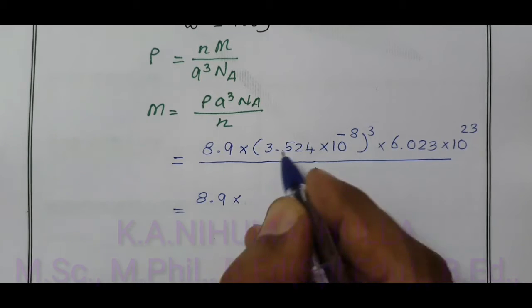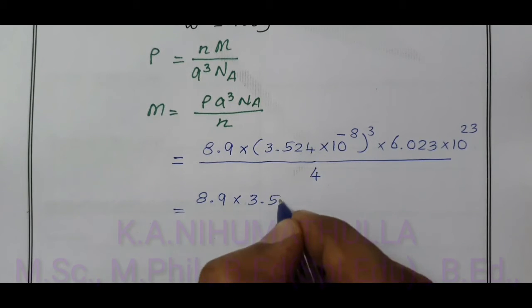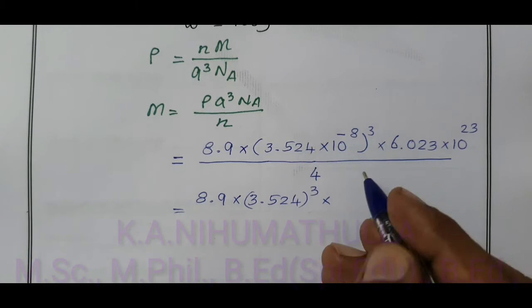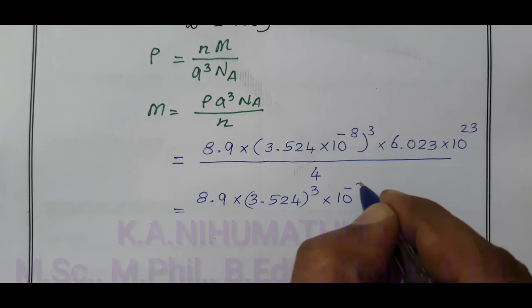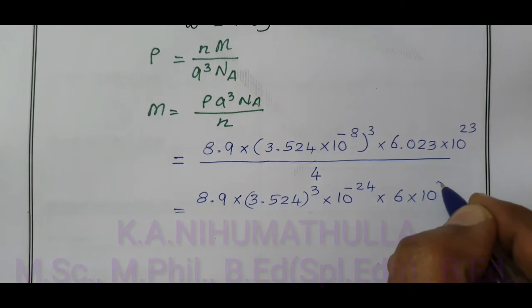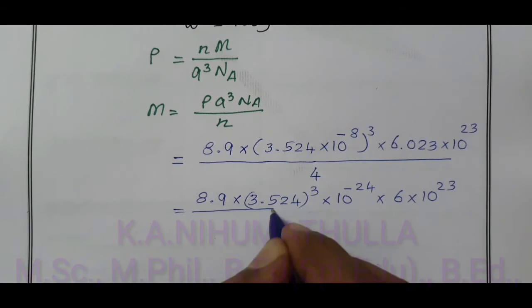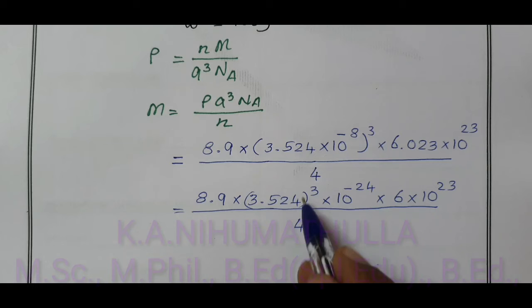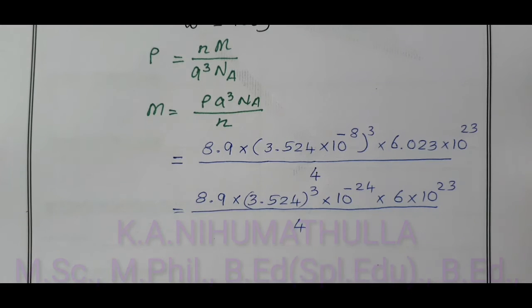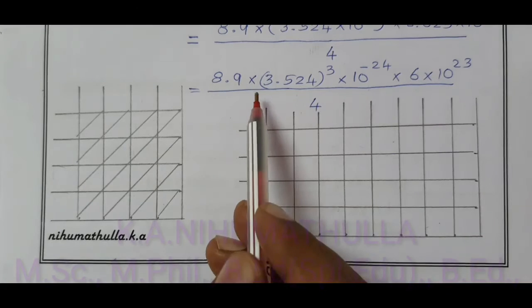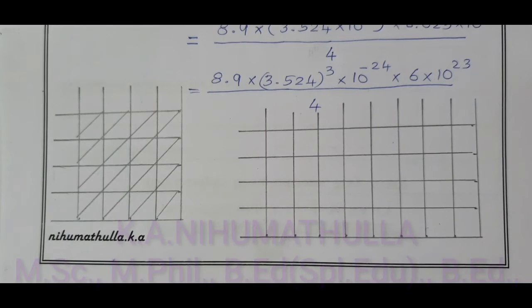Now that is equal to 8.9 into 3.524 cube into 10 power minus 24, since 3 into 8 is 24, into Avogadro number, simply written as 6 into 10 power 23, divided by 4. So we can cancel this quantity, but we have to find out 3.524 cube. In the previous problem I have solved it; in the same method I am going to solve this cube value. So now we are going to see the value of 3.524.